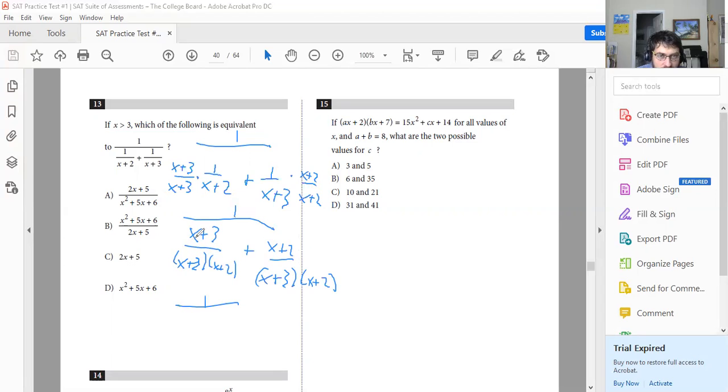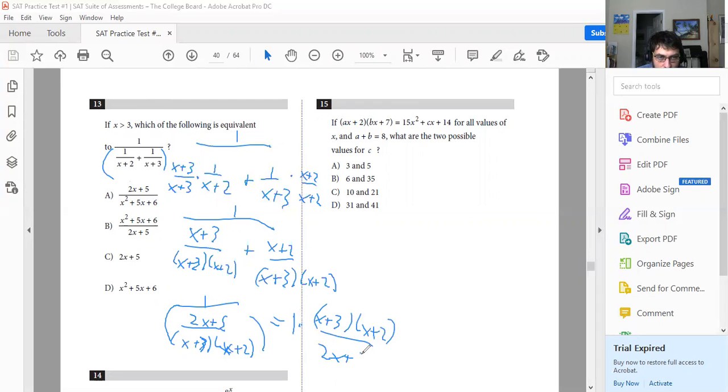We can combine these two now that we have the common denominator. 2x plus 5 over x plus 3, x plus 2, where this is our main fraction. Like, you can think of all this in parentheses. We're going to be flipping it. So when you divide by a fraction, you flip and multiply. So 1 times our flipped fraction will be x plus 3, x plus 2, over 2x plus 5. That looks like this answer.